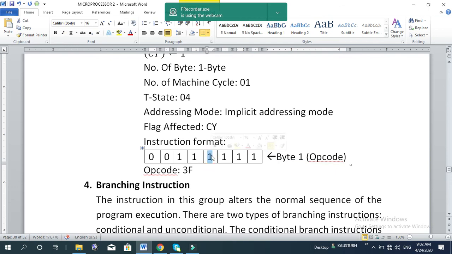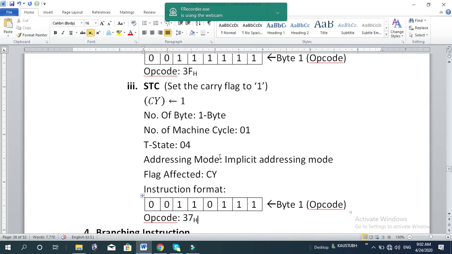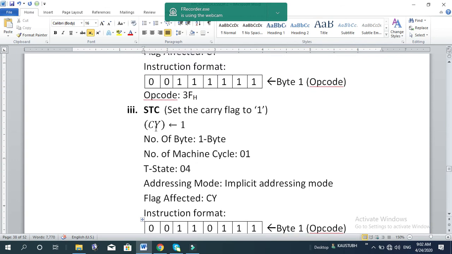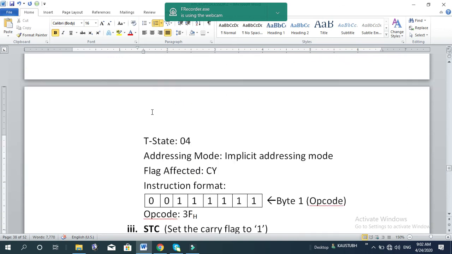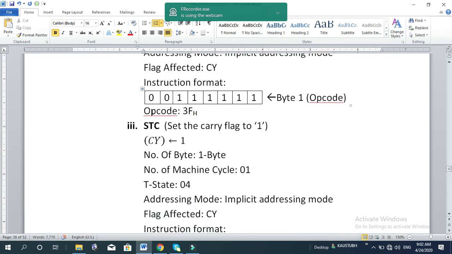So these are all the logical instructions, that's all. Logical instructions are primarily for the basic logical operations. Basic logical operations are ANDing, ORing, XORing. There are three instructions for each of these three. For ANDing, ANA R, ANA M, ANI data. For ORing, ORA R, ORA M, ORI data. For XORing, XRA R, XRA M, XRI data.